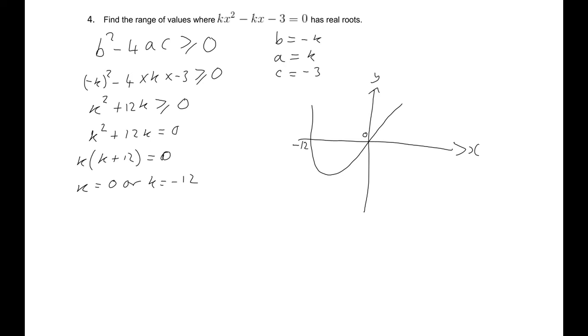Now we wanted b squared minus 4ac to be bigger than or equal to 0. So we wanted this to be bigger than or equal to 0. So we want to be anywhere along there or there. So now we get that k must be greater than or equal to 0, or k must be less than or equal to minus 12. And there we go. That is the setup for how we deal with these styles of questions.